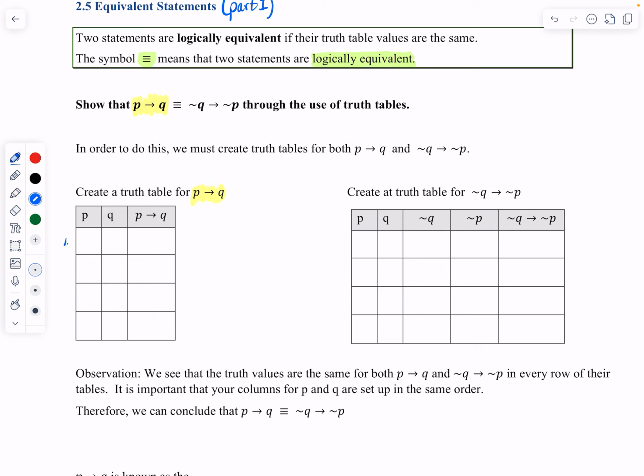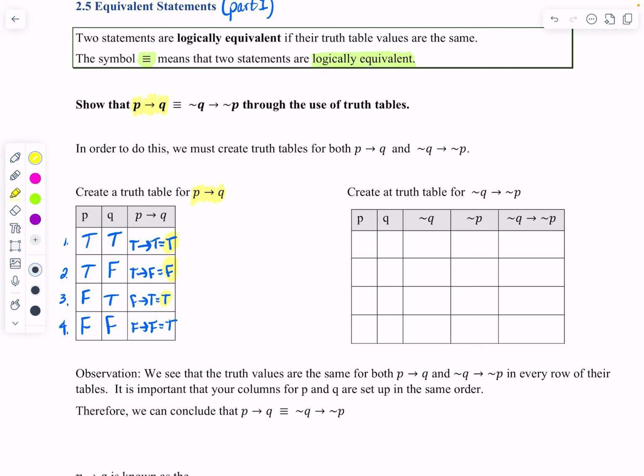So we have 4 rows. And we know that P is always true, true, false, false. And Q is true, false, true, false. So if true, then true gives me true. If true, then false is the only time this is false. If false, then true is true. And then if false, then false is true. Again, the only time that the conditional is false is when you start with something true and back it up with something false. So these are my truth values.